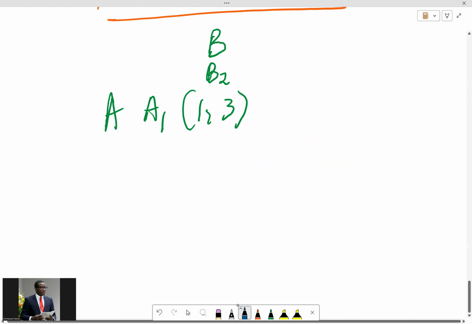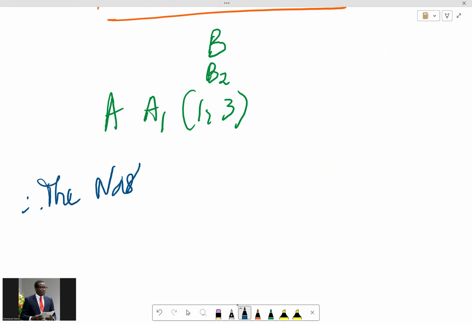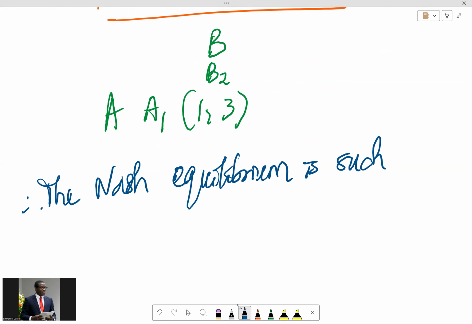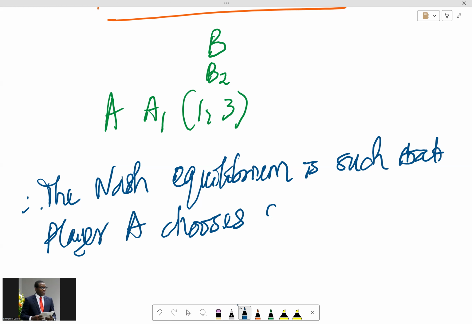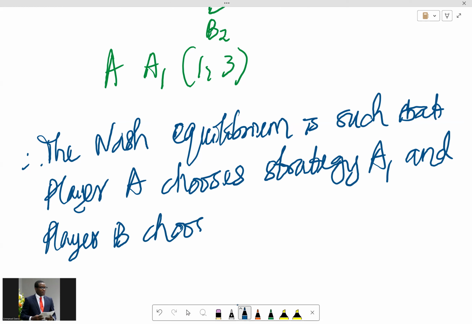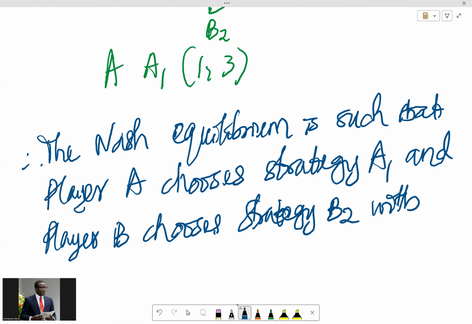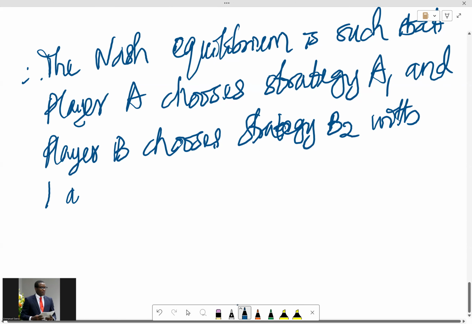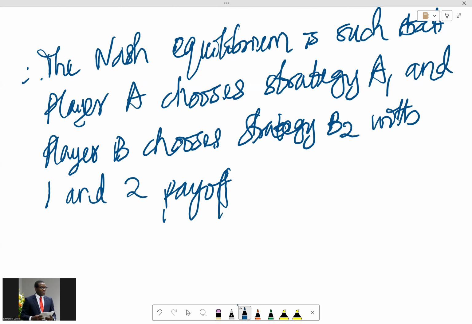So we can now say, therefore, the Nash equilibrium is such that player A chooses strategy A1 and player B chooses strategy B2, with one and two payoffs respectively.